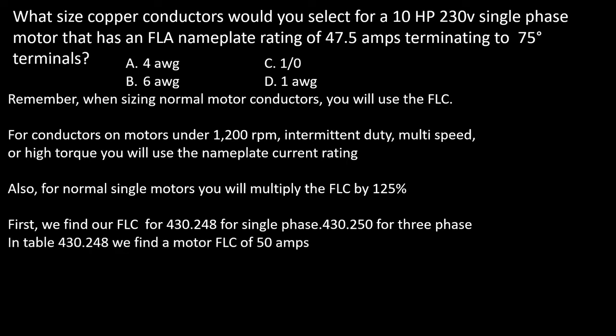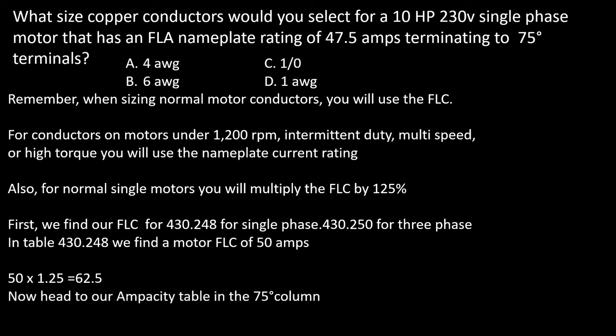Now I wanted you to notice that I did the same size motor as far as horsepower, and we doubled the voltage and took it to 230. And when you do that math, it cuts our amp draw in half. So I want you to think about that as we do this problem. So this motor's FLC is 50 amps because we doubled our voltage. Now we're going to take that 50 and multiply it by 1.25. That's going to give us 62.5 amps.